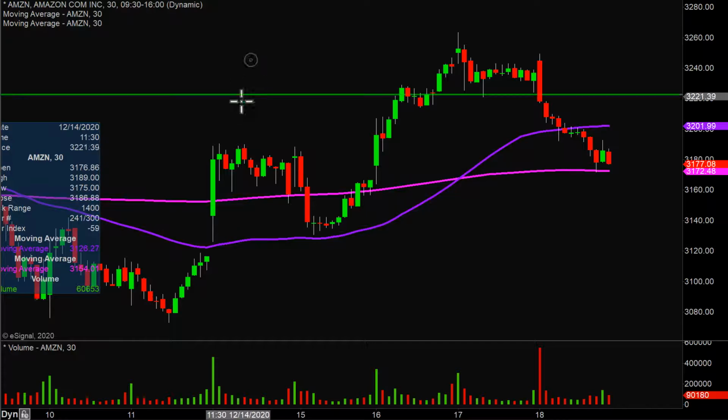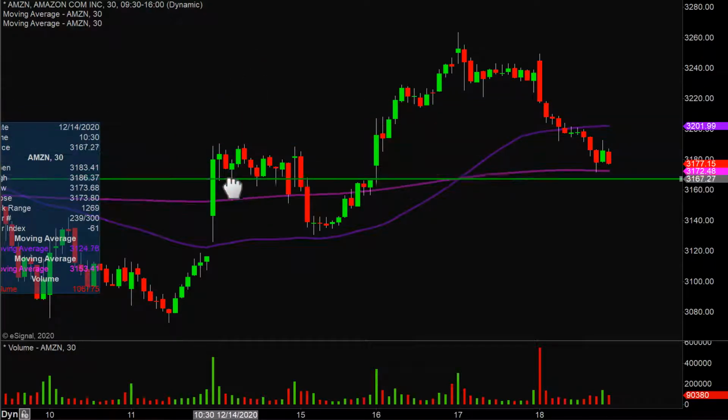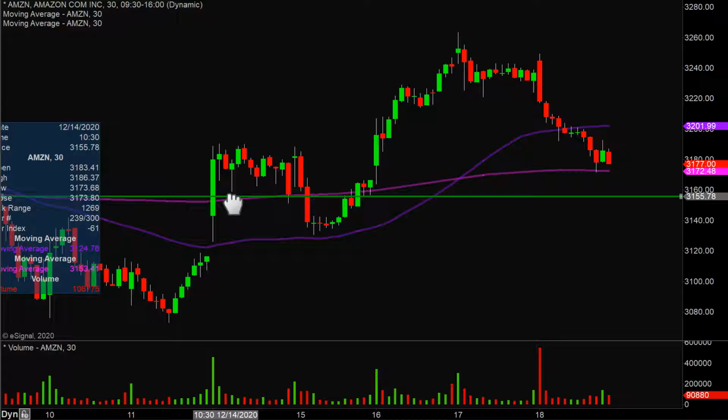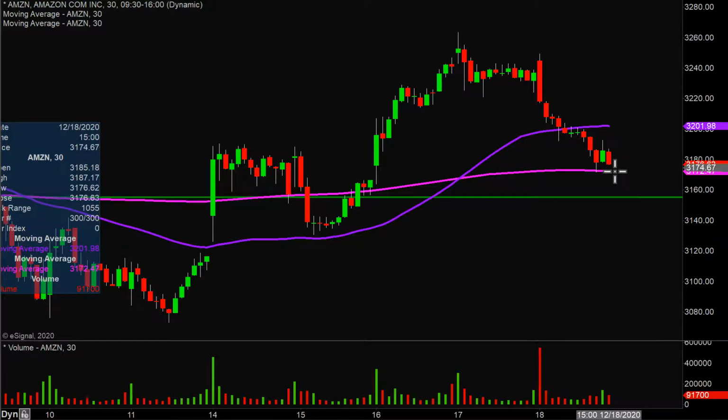In the event that level does not quite hold up, the next key level to keep an eye on, where the price very well could potentially visit after that, would be right around 3155. So 3170, 3155 key levels of support.